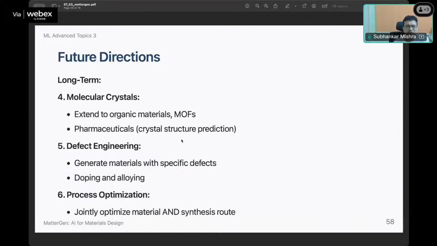And some of the long-term goals are, of course, can we expand to organic materials? And can we generate materials with specific defects? Doping and alloying are very hard problems, not right now. And jointly optimize material and synthesis route. I think Professor Sen talked about it in his last class. Can we jointly optimize the material and the synthesis route and do the automatic synthesis all together in one pipeline?